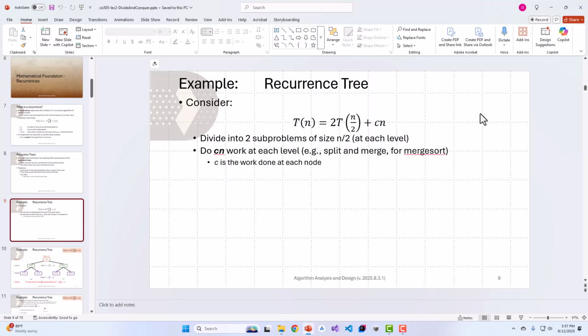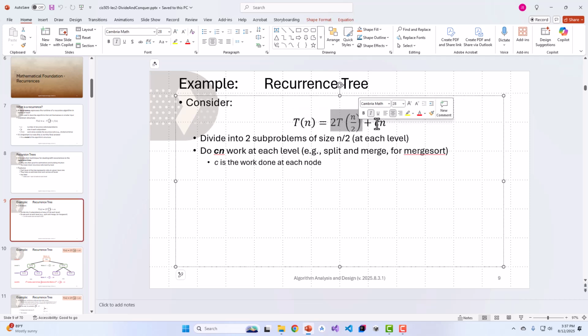So let's consider an algorithm that has this time complexity function description. We've got T(n) = 2 times T(n/2) plus c times n. The c times n is the non-recursive work, right? It's not making another call recursively. c times n is the work at each level. This is like split and merge, for example, for merge sort.